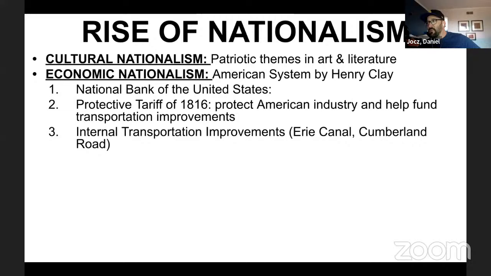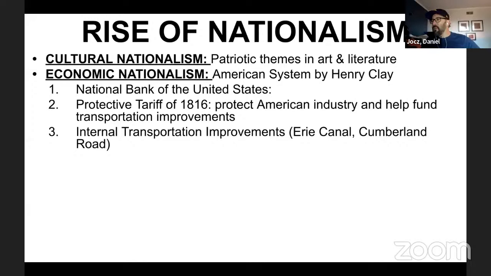The idea is the funds that are raised by the tariff would be used to help fund transportation improvements. So the federal government would take that money that's protecting Northern industry and fund transportation improvements, which would in theory help all parts of the country, all regions, because trade would flow more effectively.